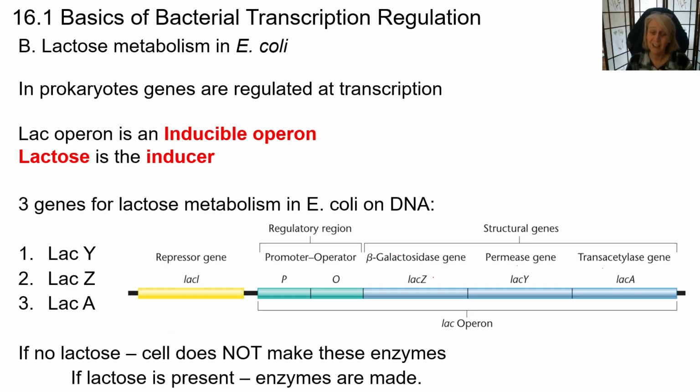If there is no lactose, the cell does not make any of these enzymes. Holy cow, that would be a waste of energy. All of these are just involved in breaking down lactose. If there is lactose, the presence of lactose acts as an inducer. It allows the RNA polymerase to pass through the operator and actually transcribe these three genes.